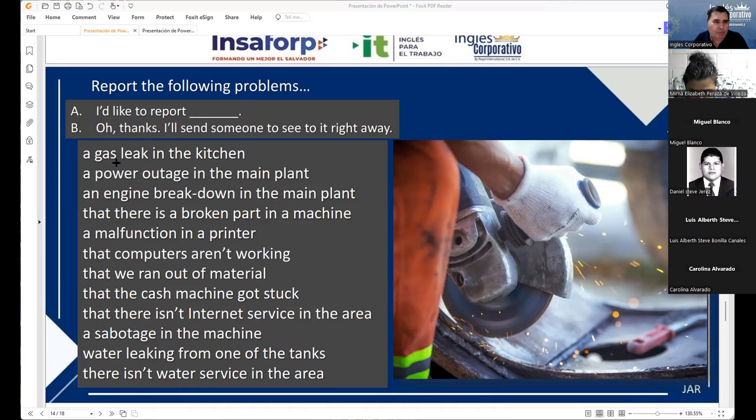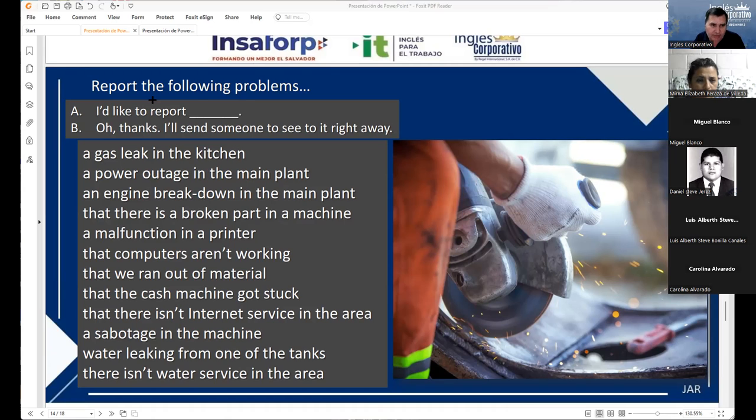Okay, I'd like to report a gas leak in the kitchen. Oh, thanks. I'll send someone to see to it right away. I'd like to report a power outage in the main plant. Oh, thanks. I'll send someone to see to it right away. I'd like to report an engine breakdown in the main plant. Oh, thanks. I'll send someone to see to it right away, etc.